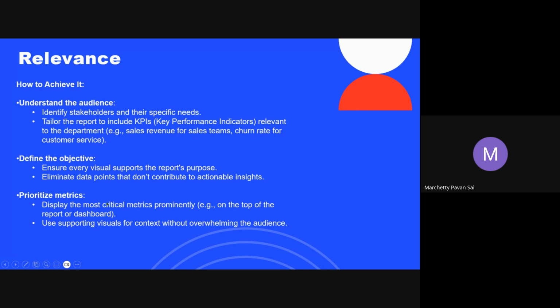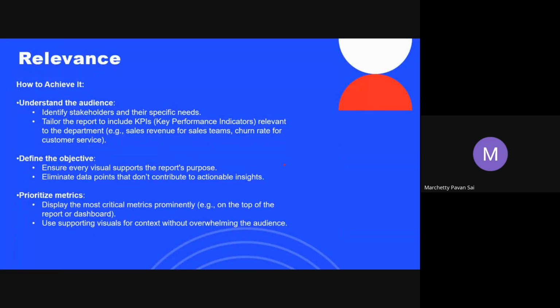And try to prioritize metrics. I told you, right? Suppose there are 100 different metrics, you need to prioritize them, and you need not use more than three or four KPIs or metrics unless it is required, right? The reason is too much data will also confuse the user. So at least per page, try to keep it as minimal as possible, right?